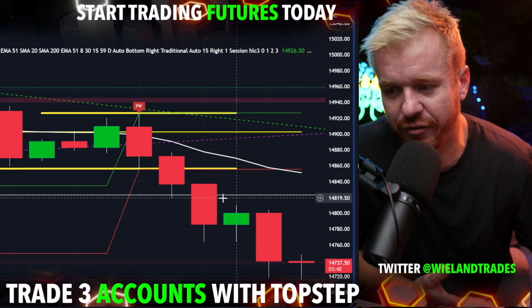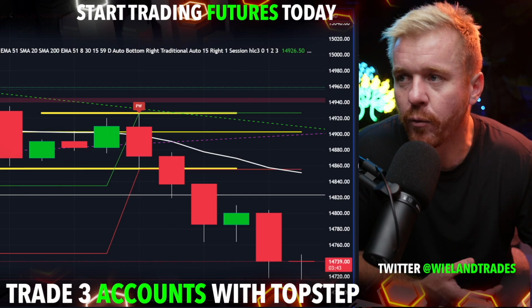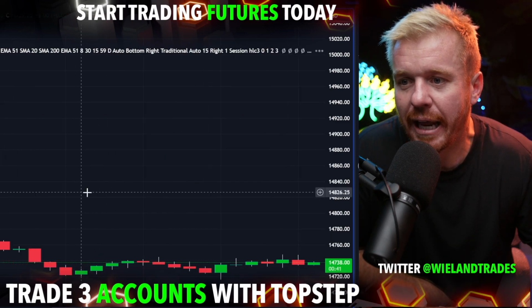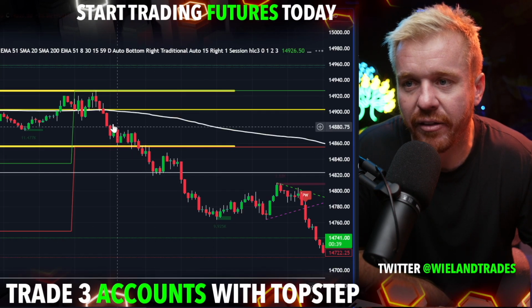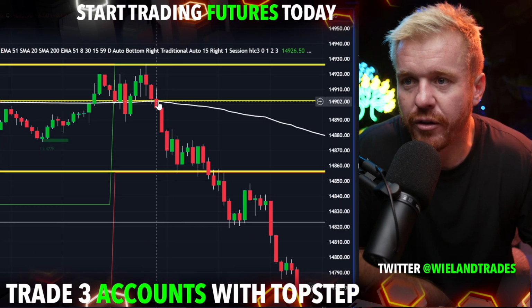And look at how beautifully this played out, right? Through the 15-minute opening range. Look at this. Look at that thing. So we broke to the downside. We got below the VWAP right there. We sell through the VWAP nicely.